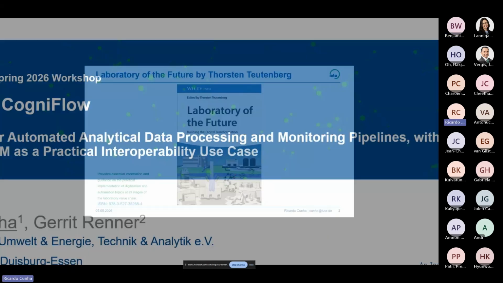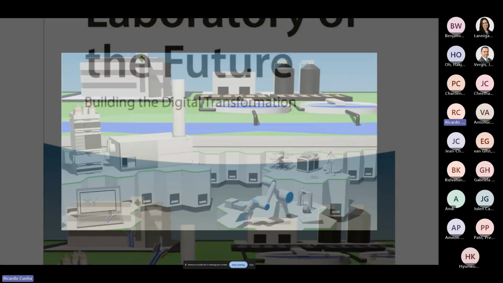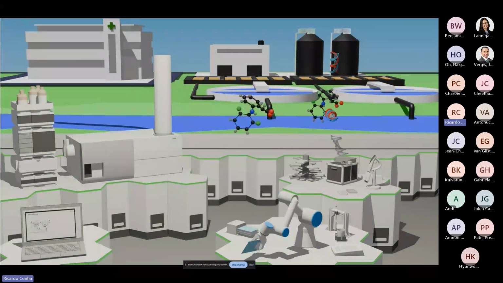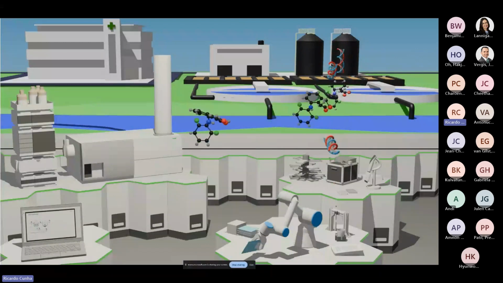To start, I would like to bring the problem to the front. In this book, which was edited by my colleague, Dr. Tutterberg, we described the laboratory of the future, where we highlighted many challenges that we have in terms of digitalization, automation, and really making the best out of the data that we have. At IUTA, we are a non-profit organization. We do research, but we also provide services in the fields of pharmacy, environmental technology, and monitoring of wastewater and surface water.